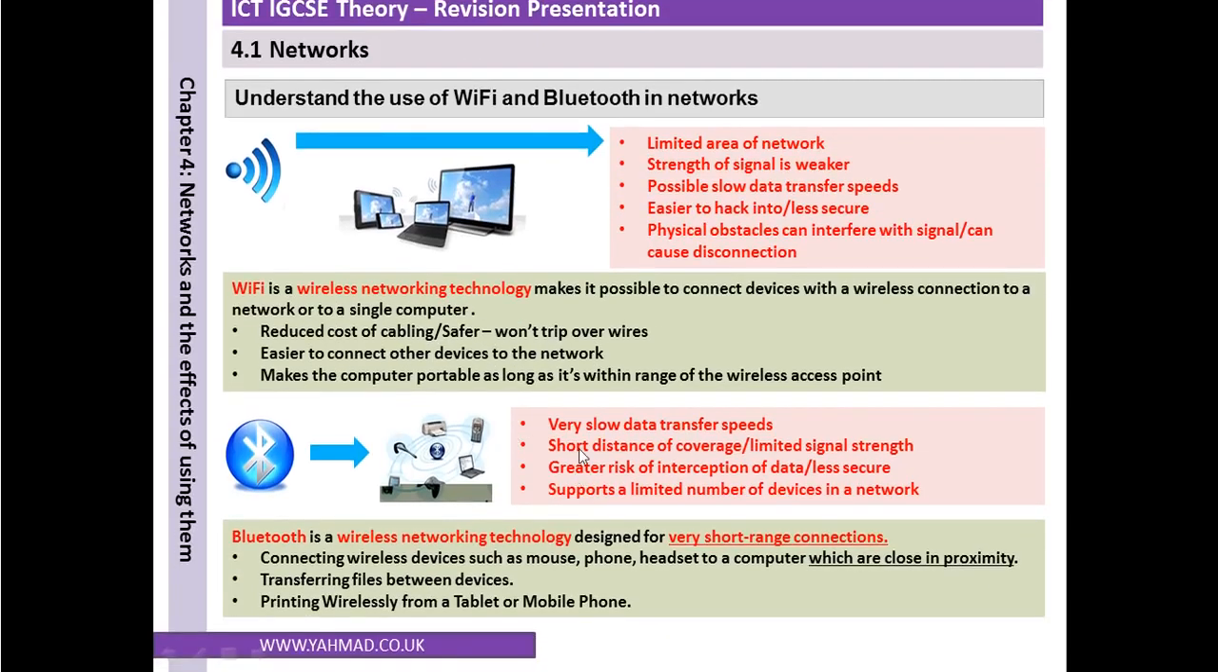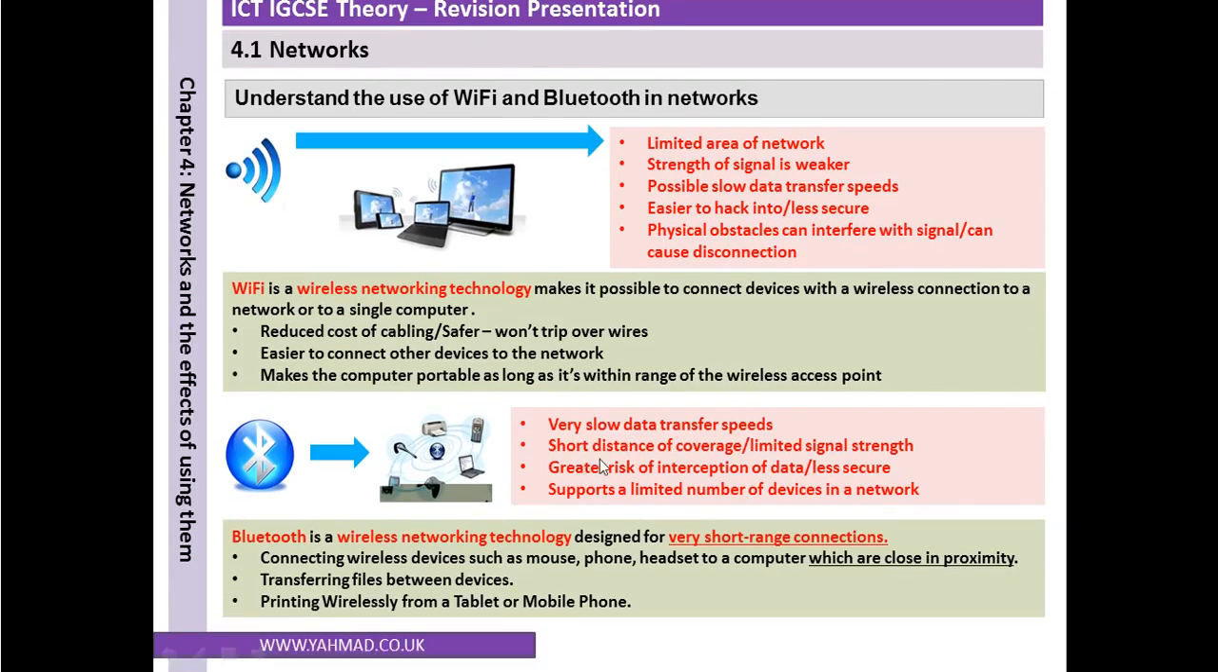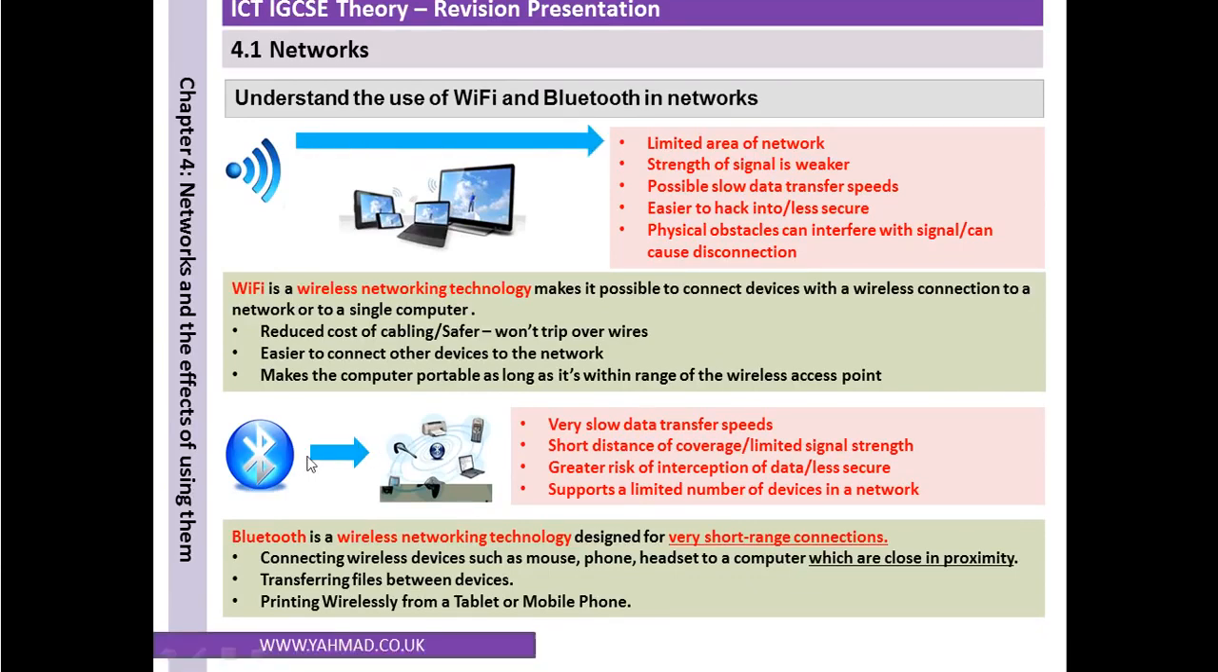So compared to Wi-Fi, Bluetooth has very slow data transfer speeds. It has a shorter distance of coverage and limited signal strength. Again, compared to the Wi-Fi, which has an increased range compared to the shorter range of the Bluetooth. There's a greater risk of interception of data and it's less secure, supports a limited number of devices in a network.